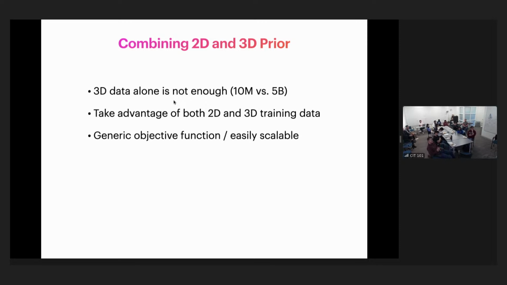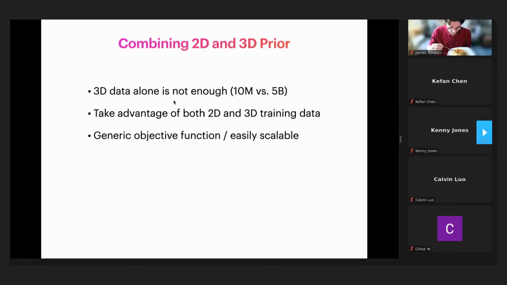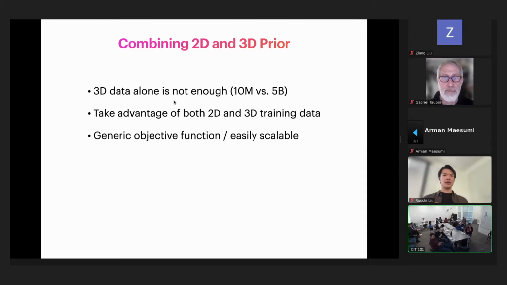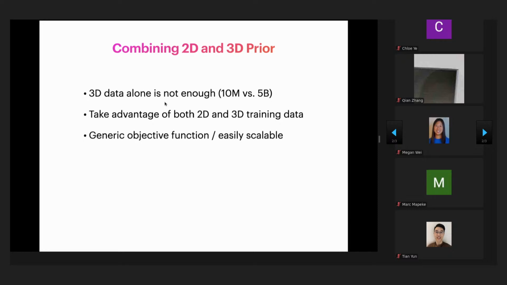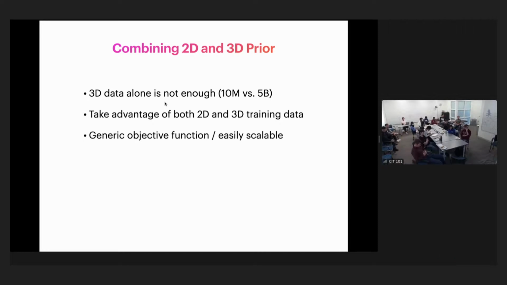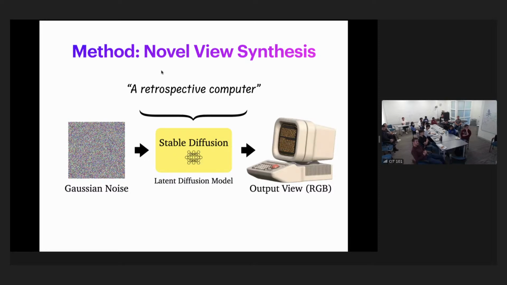And then I feel like the model we want to have has a generic objective function that could leverage the priors from both 2D and 3D data, and it's easily scalable. And that introduces Zero123. So Zero123 is basically a model to do novel view synthesis.